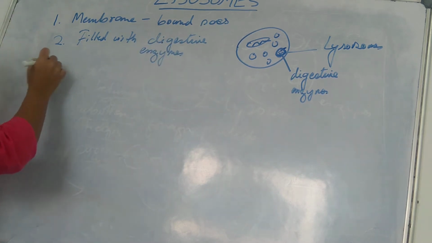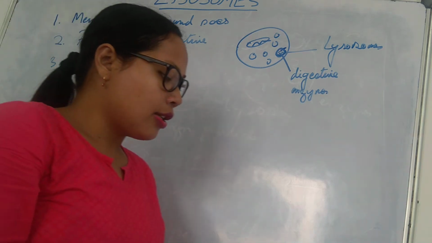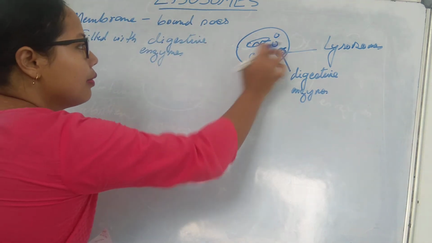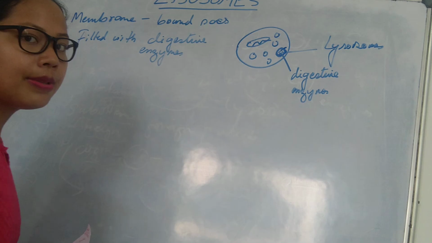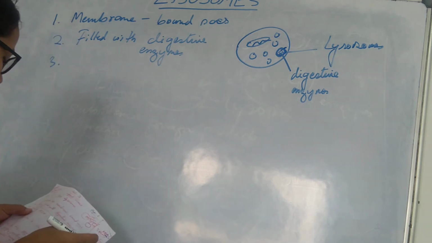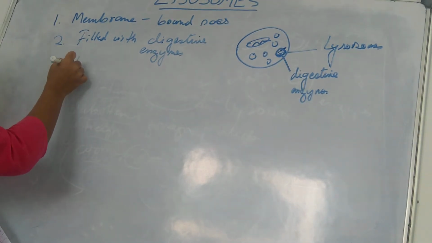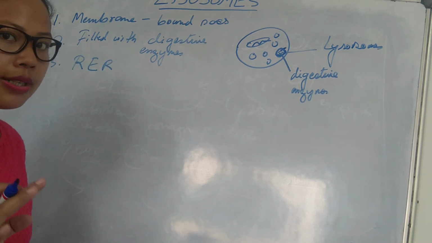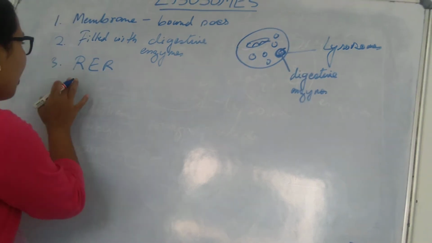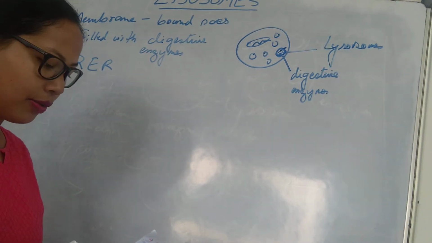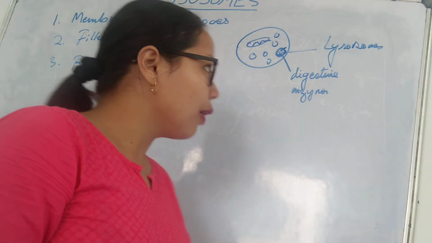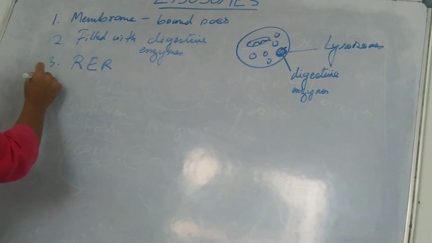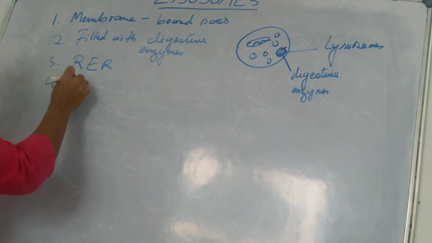And what is next? As I said, this is filled with enzymes, and these enzymes are made by another type of cell organelle, that is the RER. Do you know what RER is? That is the rough endoplasmic reticulum.